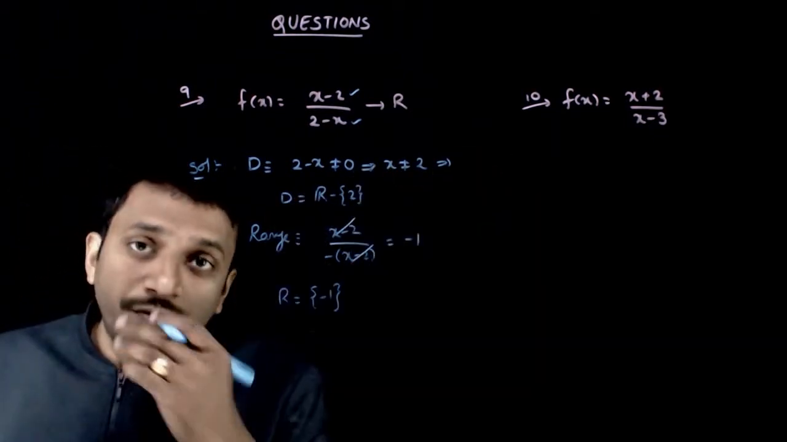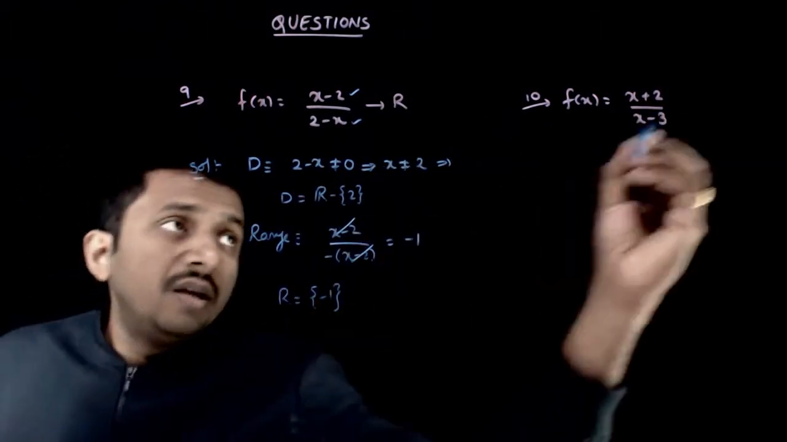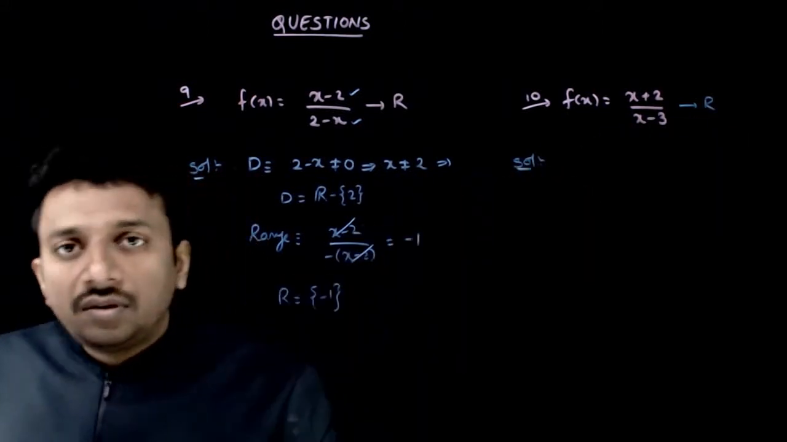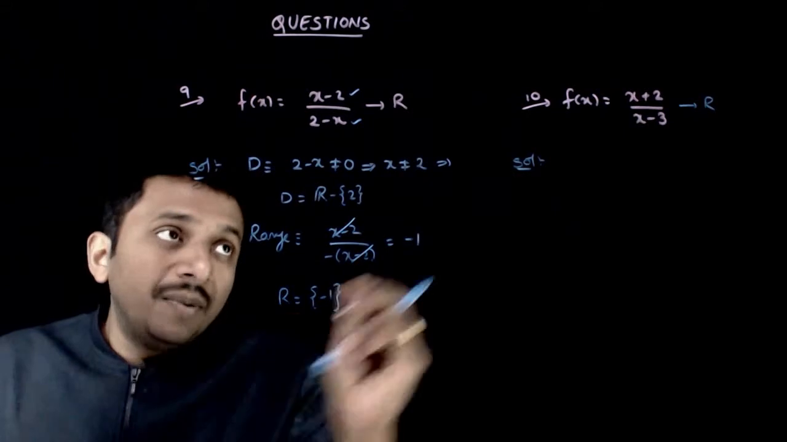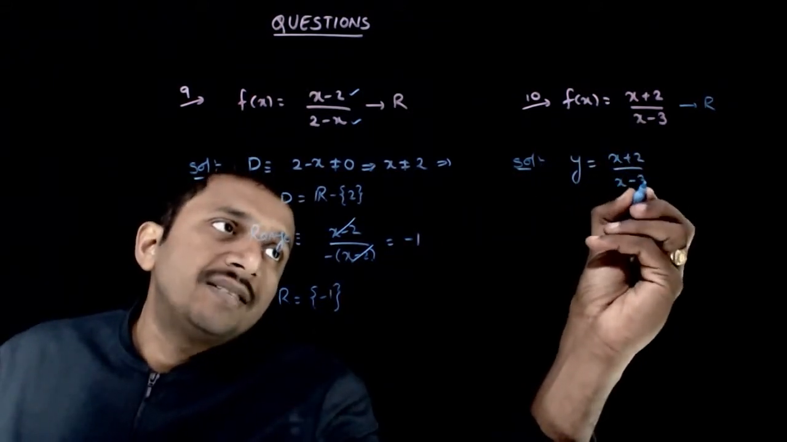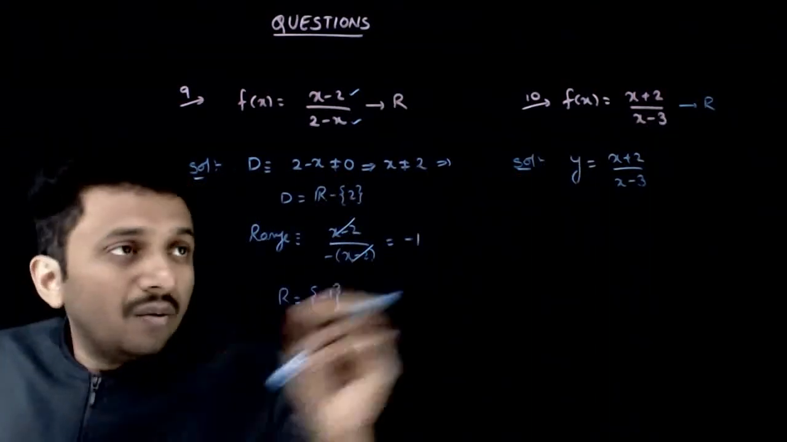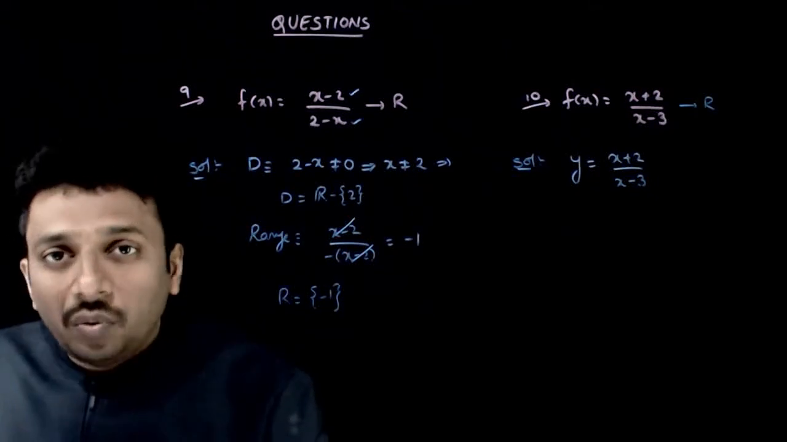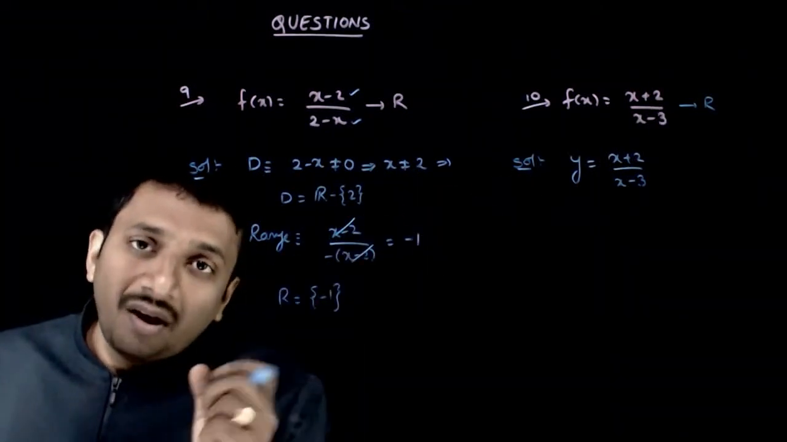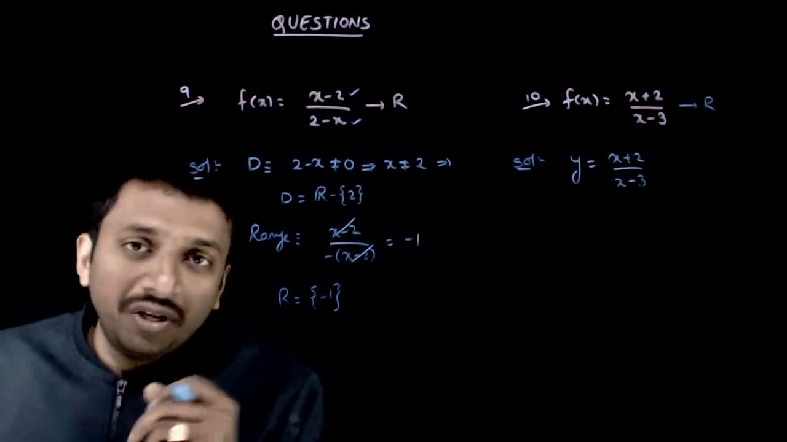So next, let us go for the 10th question. f(x) is equal to (x plus 2) by (x minus 3). What is the range of this function? The meaning of range is nothing but, if you take y is equal to (x plus 2) by (x minus 3), range is nothing but the possible values of y. What are the possible values of y? That's the question. So can y take every real number, or are some real numbers not possible? That's what you need to find.